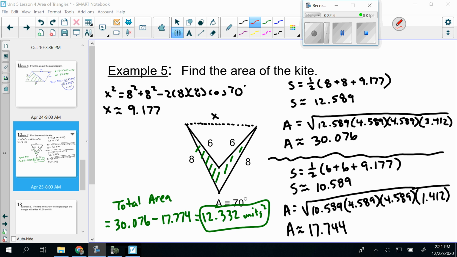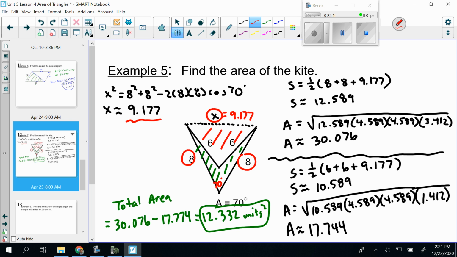All right, let's see how you did. This one is similar to the one we did before, except we weren't given this side here, but you can find it with law of cosines, because we got this side, and this angle here is 70. So if you solve for it, that side here comes out to be 9.177. Now we can use, since we got all three sides of the big triangle and all three sides of this cut out triangle, we can find both and subtract.